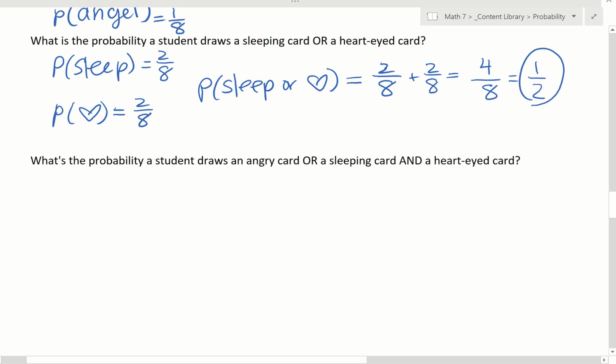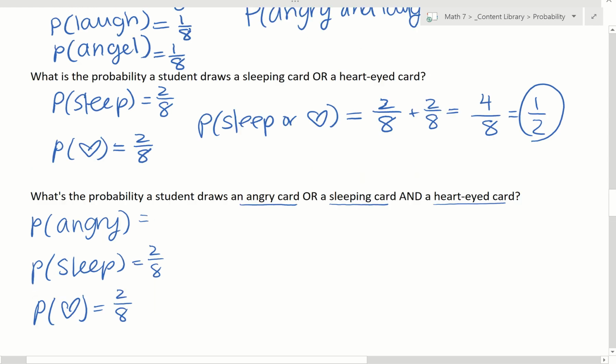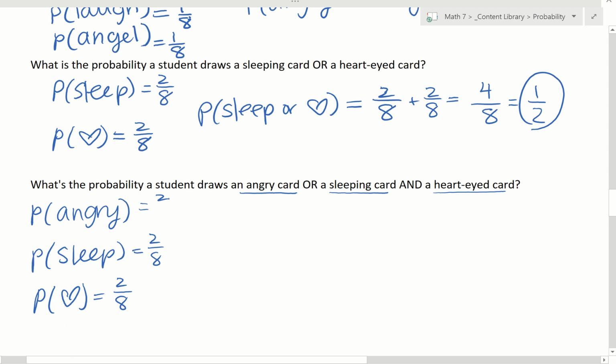And our last problem. What is the probability a student draws an angry card or a sleeping card and a heart-eyed card? Okay, so let's do this in order. The probability of an angry card, the probability of a sleeping card, the probability of a heart-eyed card. So we know angry, sleep, and a heart. This is 2/8. This is 2/8, and I believe an angry was 2/8 as well. So let's see. First, let's see the probability of an angry or a sleeping card.